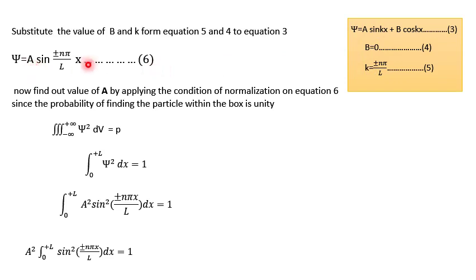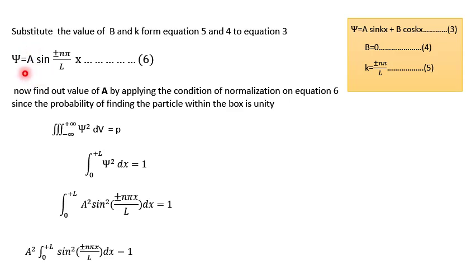After substituting these values in equation number 3 we get equation number 6. How? b is 0 so this term becomes 0, and in place of k we substitute plus minus n pi by L. So my equation becomes psi equal to A sine of plus minus n pi x by L. Now only A is left, and this is also a constant, so we have to calculate the value of A also.